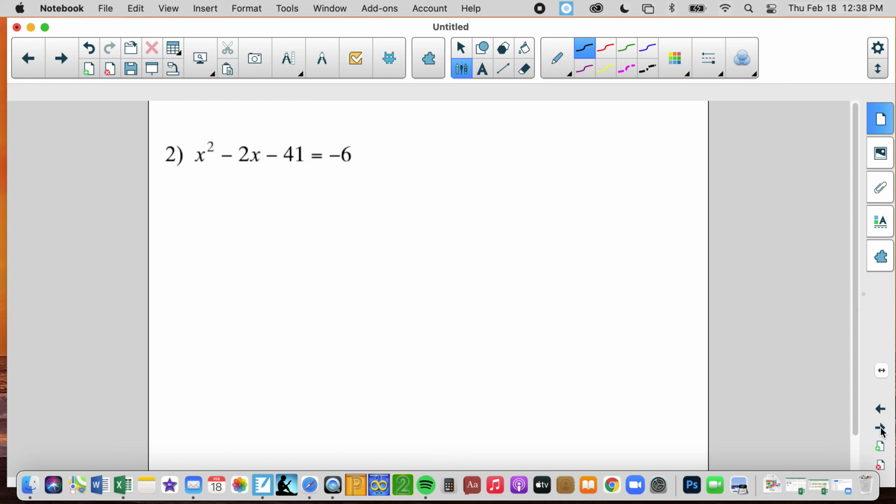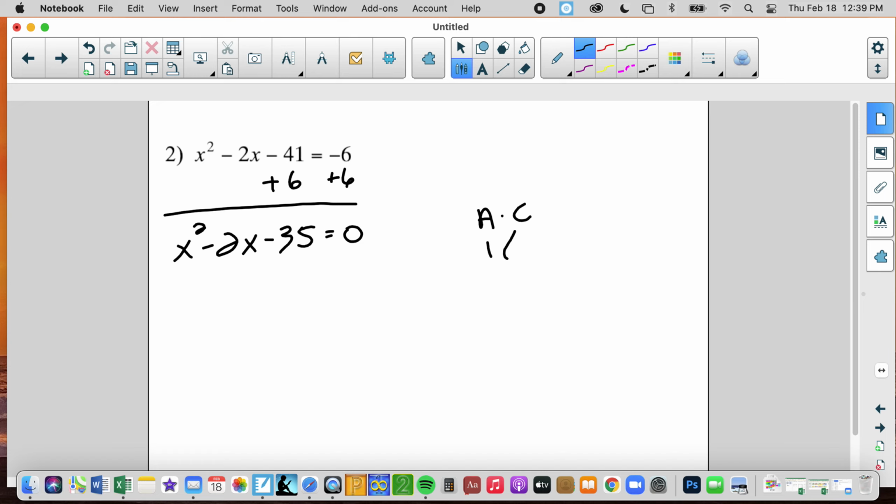Next problem. Again, it's not set equal to 0, so I'm going to add 6. I'm going to line it up with the constant. 6 is a constant, so I'm going to line it up with the constant on the left side. That gives me x squared minus 2x minus, what's that, 35 equals 0. It is not a difference of squares. It is not a binomial square. And so I am going to do a times c. 1 and -35. 1 times -35 is -35.